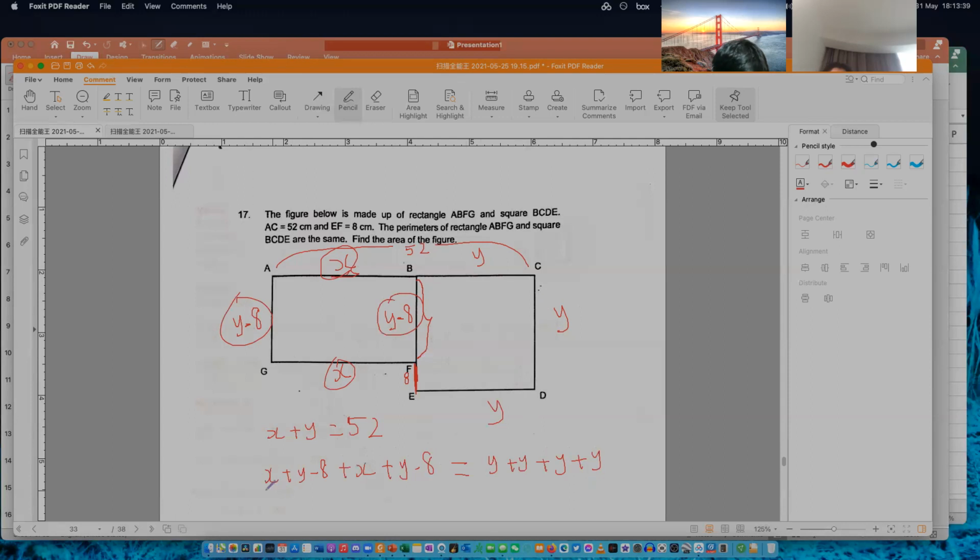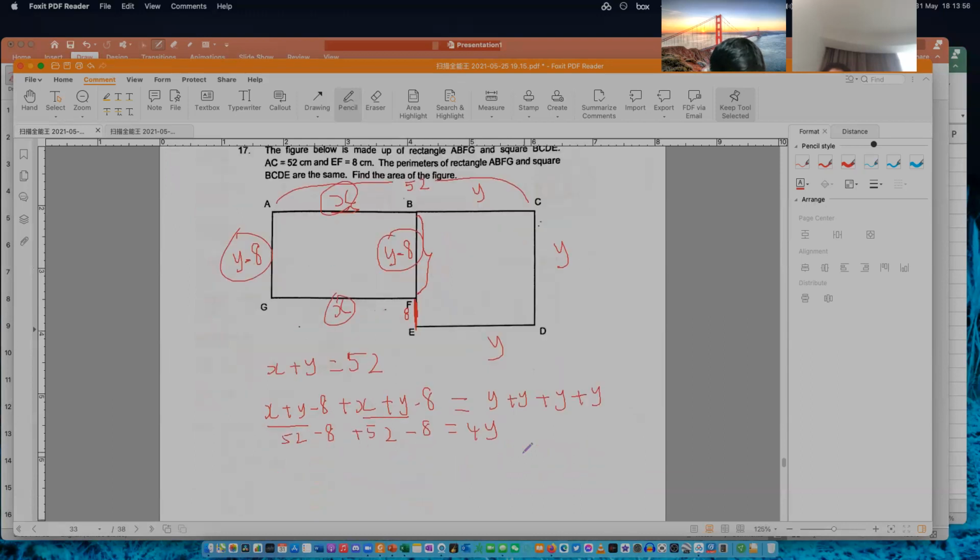Why? Because X plus Y is 52. So I replace by 52 minus 8, copy down. X plus Y is 52. Minus 8, copy down. So this is 4Y. So can you help me out to solve what is Y?